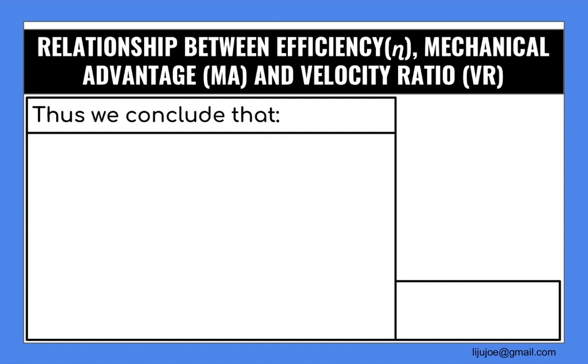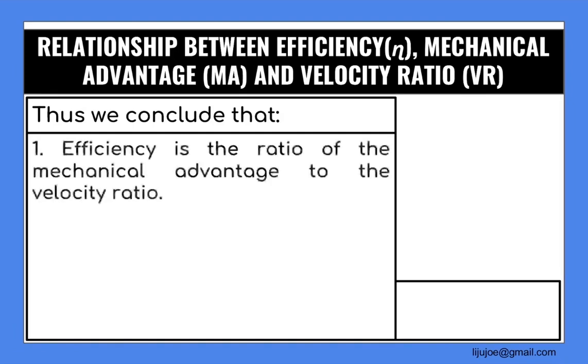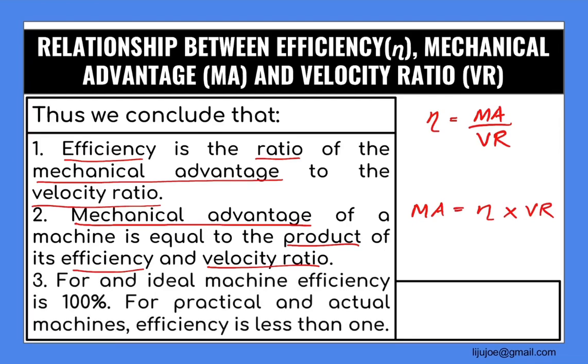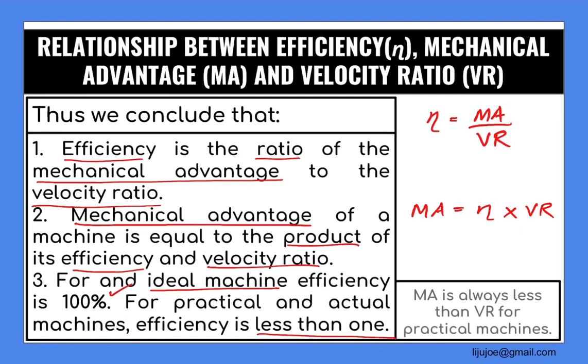So thus we can conclude this topic, and we have to remember certain points. The first one is efficiency is the ratio of mechanical advantage to velocity ratio. That is, efficiency is equal to mechanical advantage by velocity ratio. Second, the mechanical advantage of a machine is equal to the product of efficiency and velocity ratio. And for an ideal machine, efficiency is 100%. For practical and actual machines, efficiency is less than 1. And MA is always less than VR for practical machines. Remember that MA is less than VR for practical machines.